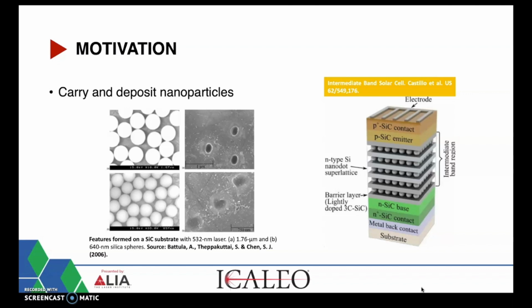Tiny microdroplets with diameters around 70 microns that carry semiconductor and metal nanoparticles for inkjet printing applications. Understanding of the dynamics of impact of microdroplets is important for the deposition and sintering of nanoparticles for fabrication of nanostructured devices like the one that I am showing on the right, an intermediate band solar cell.